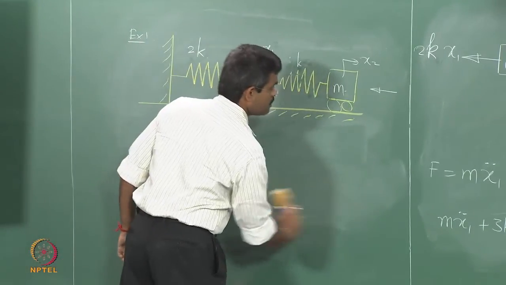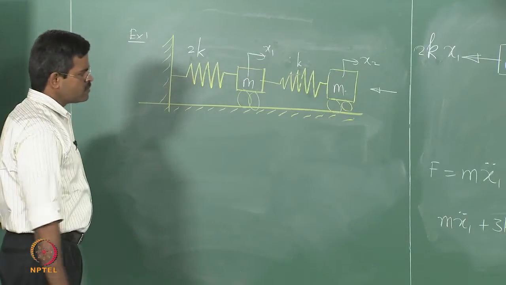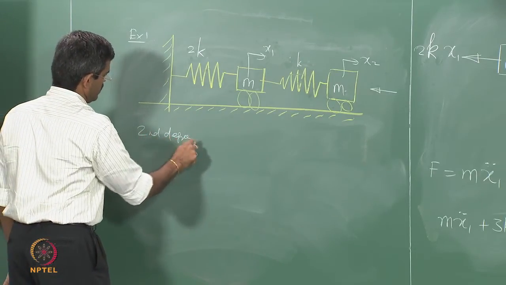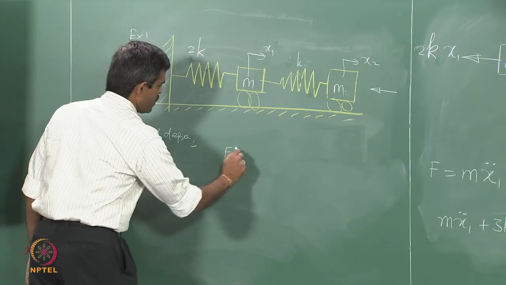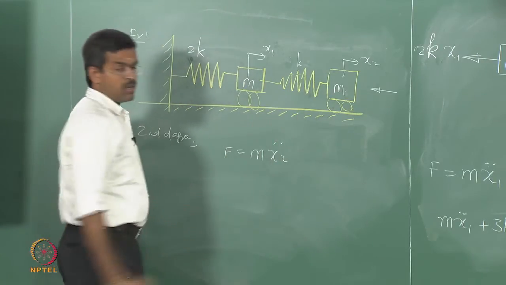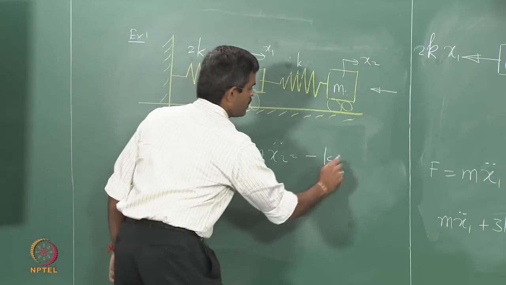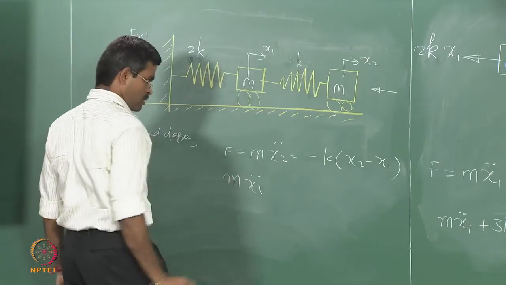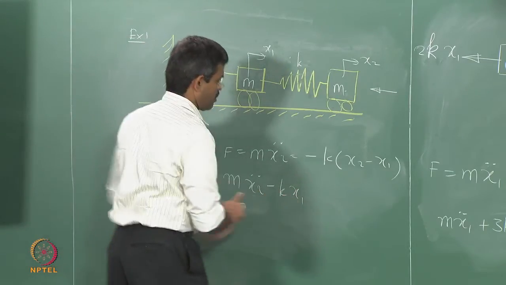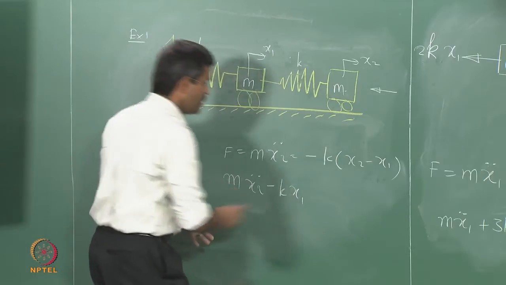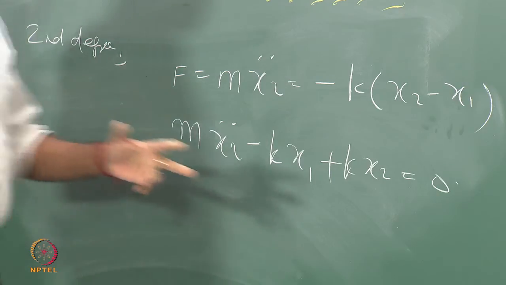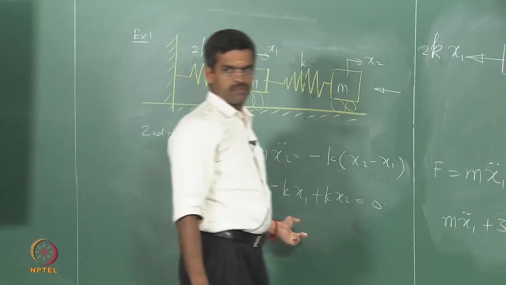I will write on the second equation here itself, so it is easy for us to capture. So, for the second degree, m x2 double dot will be minus of k of x2 minus x1. So, m x2 double dot minus k x1, because here it is positive, brings it here negative, plus k x2 is 0. Now, I got two equations, this is the first equation, the second equation.